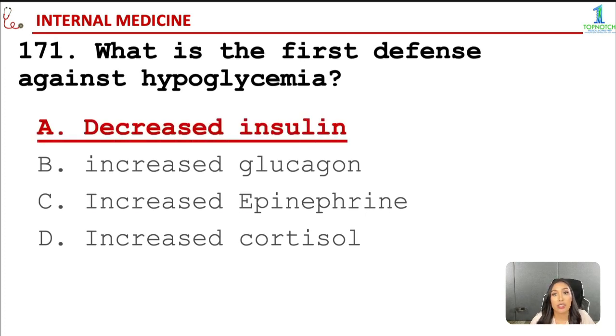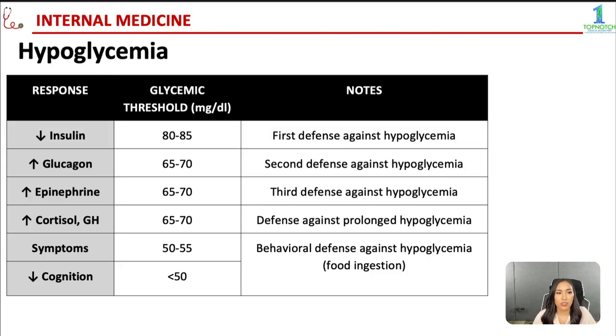What is the first defense against hypoglycemia? It is A, decreased insulin. Let's look at the responses to hypoglycemia. At 80 to 85 mg per dL, you would want to decrease insulin. This is the first defense. At 65 to 70, you would want to increase glucagon, no? Why? Because you want to promote gluconeogenesis. You want to generate glucose that will go to the blood. And you would also increase epinephrine and cortisol and growth hormone. At 50 to 55, you would start the behavioral defenses including symptoms, yung panghihina, and kapag less than 50, himatayin ka na. Okay?